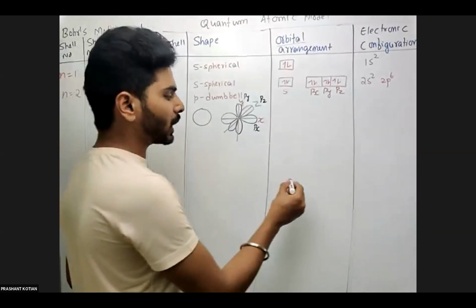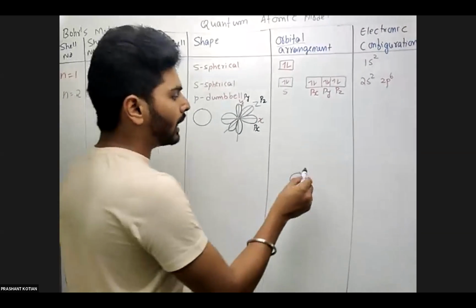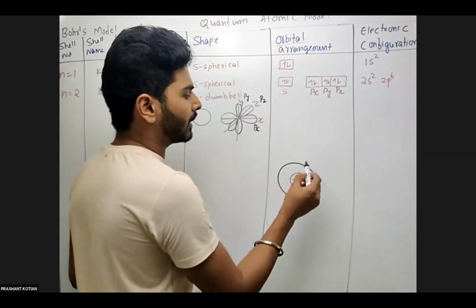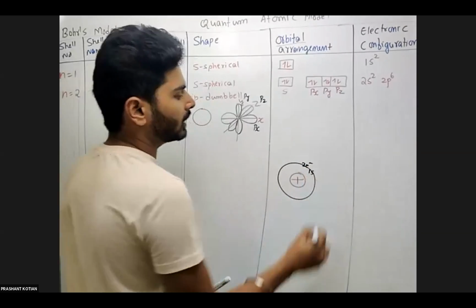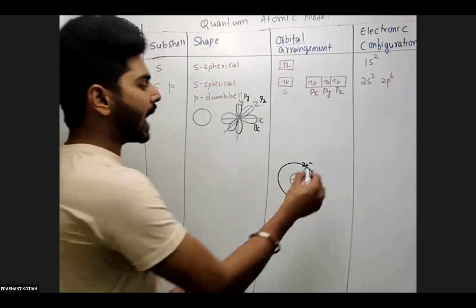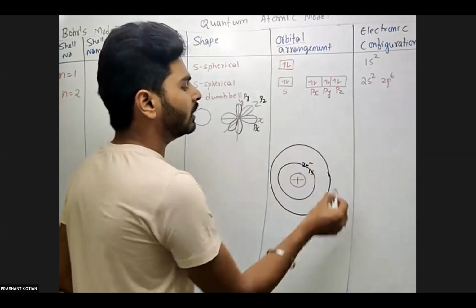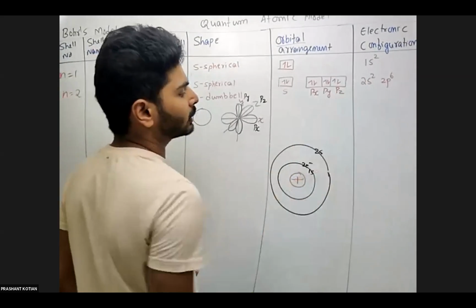So while making the structure, remember nucleus is at the center. Thereafter, two electrons revolving in a spherical manner. So I call it 1s because that is confined inside the first shell. And another two electrons revolving in a spherical manner with a bigger radius. That's what I consider as 2s.